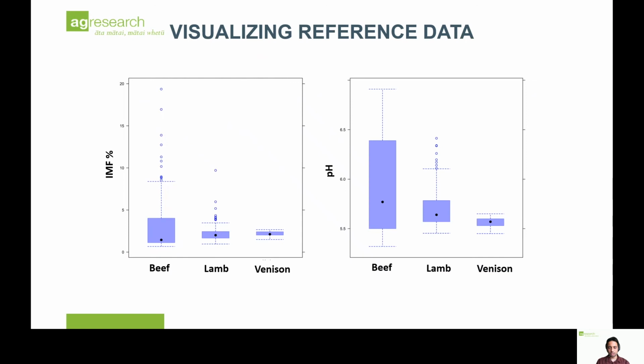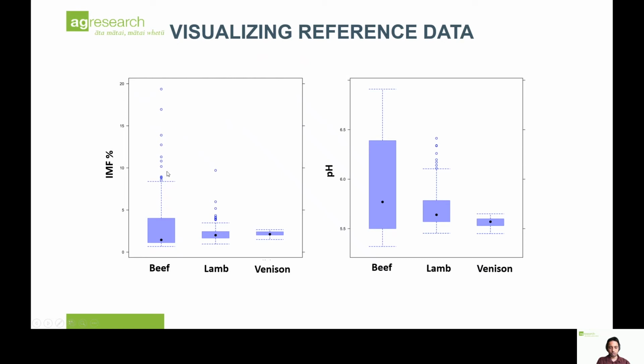Let's visualize the reference data. It is important to have a good range of the attributes which you're trying to predict, for example, IMF and pH in this case. Otherwise, it would be difficult to develop a good model. It would be very tightly fitted, underfitted, or overfitted.